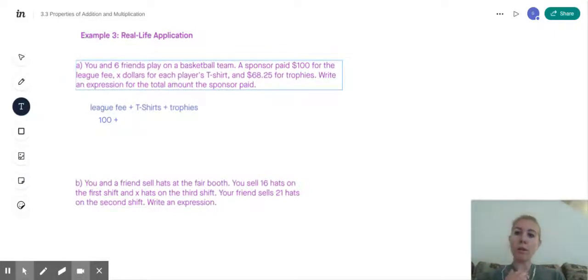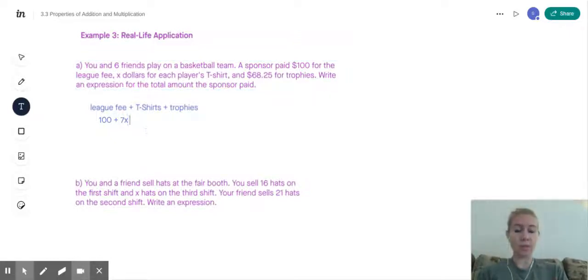Okay, well, how many players are there? Well, it says you and 6 friends. So 6 friends and you, so it'd be a total of 7 players, so 7. And then it'd be each player's t-shirt, so it'd be 7X. So X stands for each t-shirt. We don't know how much each t-shirt costs. Maybe they haven't picked one out yet, or anyway, just X. And then he also paid for trophies, or he or she. And the trophies cost $68.25.